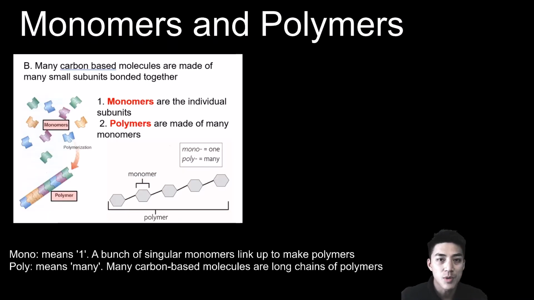Many carbon-based molecules are made of small subunits bonded together. These subunits are known as monomers and polymers. The Greek root mono means singular or one. So when a bunch of monomers link up and bond together, they make polymers. The Greek root poly means many. So many carbon-based molecules are simply long chains of polymers repeating over and over.